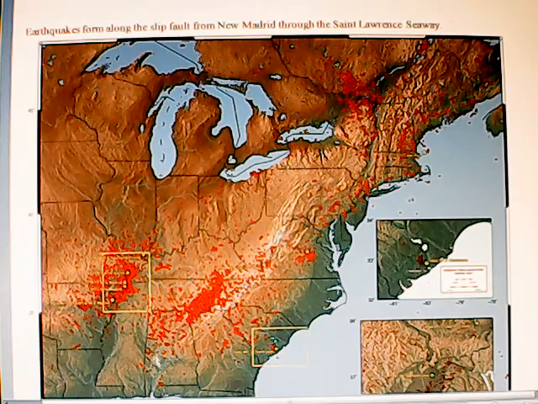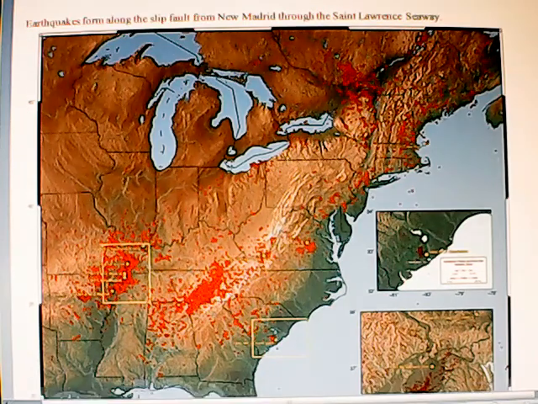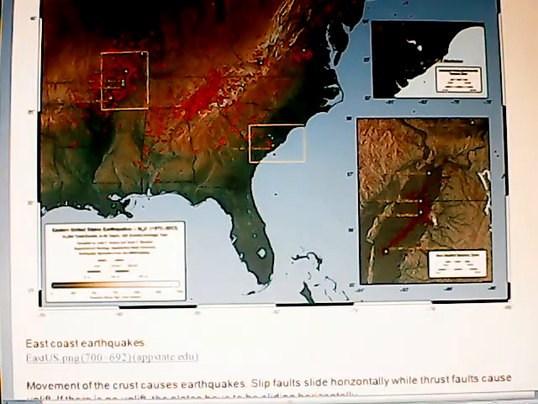And as you can see, this would be the meteor crater edge. And these are the swarms of earthquakes near the New Madrid Fault.